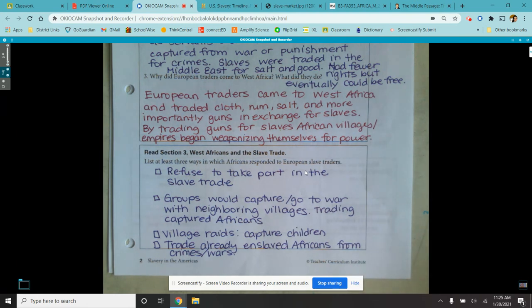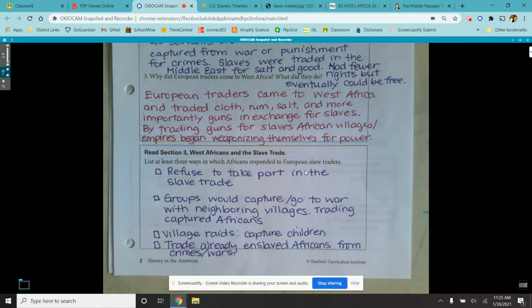Groups would capture or go to war with neighboring villages, trading captured Africans. They would have village raids and capture children, or they would trade already enslaved Africans, people enslaved as punishment for crimes or from wars. So you want to pause it and write down, it says 3, but obviously there are more listed in the reading.